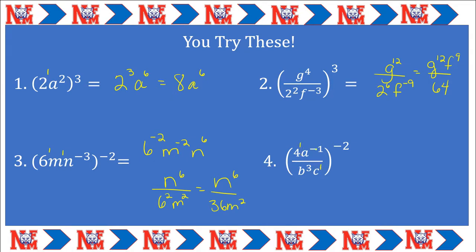Okay, number 4, I want to add in all my understood 1 exponents. We're going to have 4 to the negative 2 times a to the positive 2 over b to the negative 6 and c to the negative 2. Let's move things around. So 4 to the negative 2 is going to go to the denominator. A squared stays where it is. These two factors in the denominator will move to the top and become positive exponents. And then now let's go ahead and simplify 4 squared.